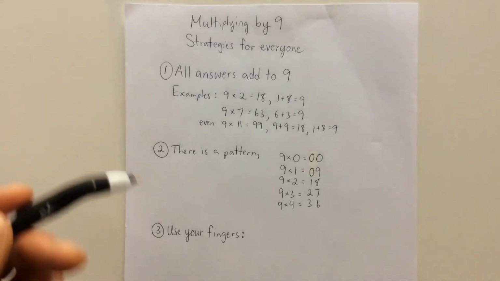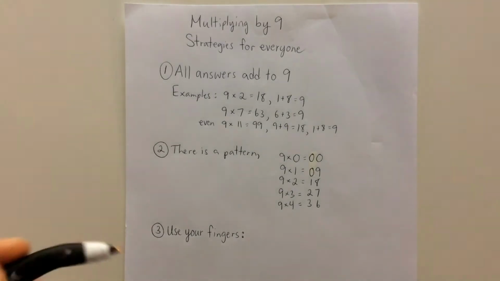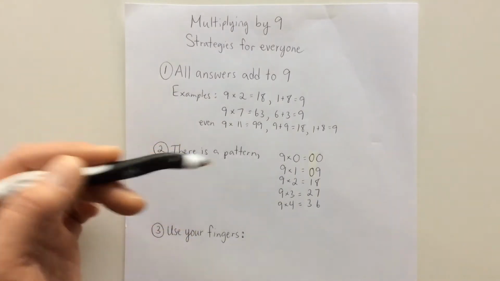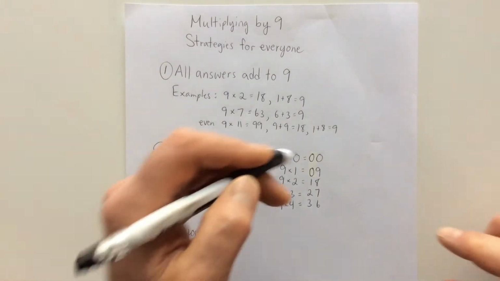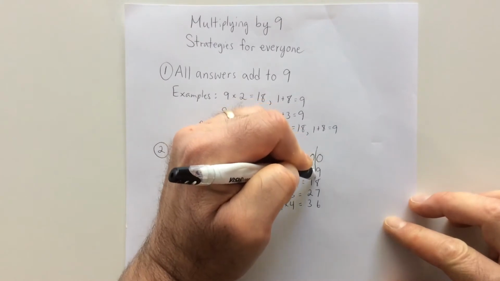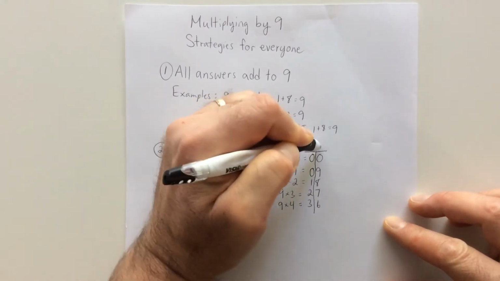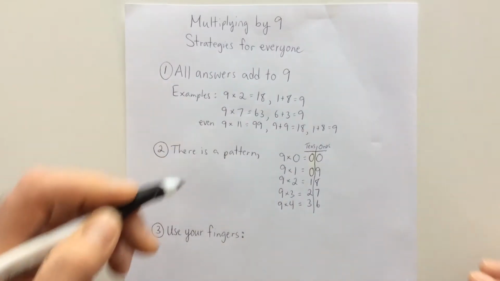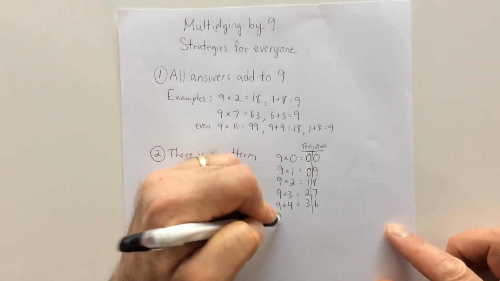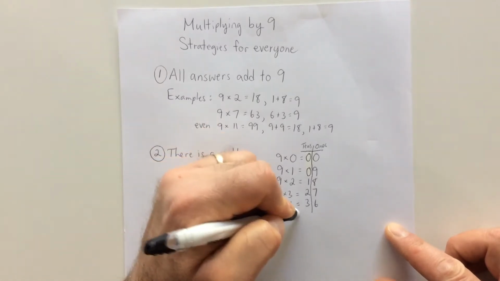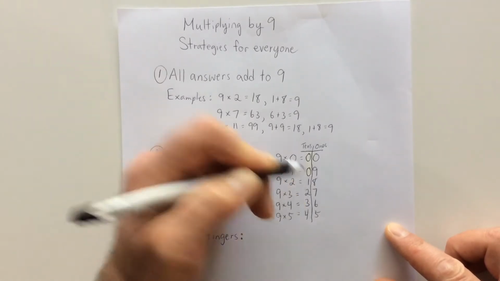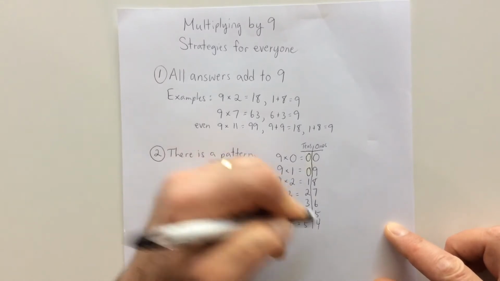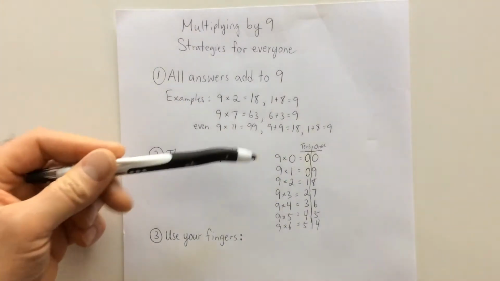The next is there is a pattern. So I've started writing out the 9 times tables, starting with 9 times 0. And I want you to look at the pattern. What I'm going to do is break it into ones and tens. Ones and tens. Okay, and then you'll start to see a pattern. I'll just do a few more here. All right, and there's a pattern that shows up.